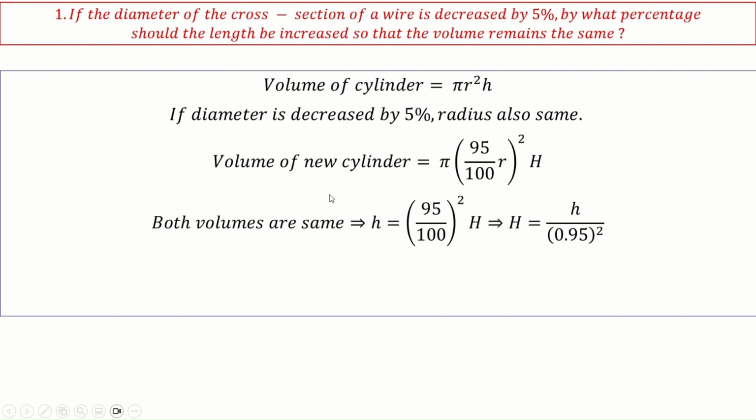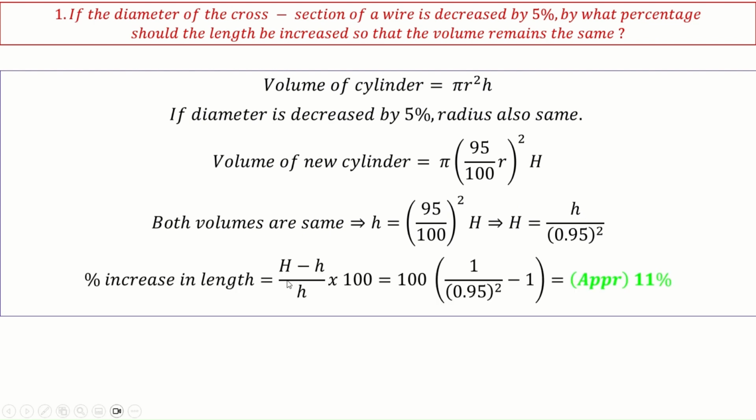So you understood what kind of problems can come in combination of volumes of solids. Okay. The percentage increase, how do you calculate? Always difference by original. So that's what I'm doing. So it's around 11 percent change in the height or length. Okay. Next.